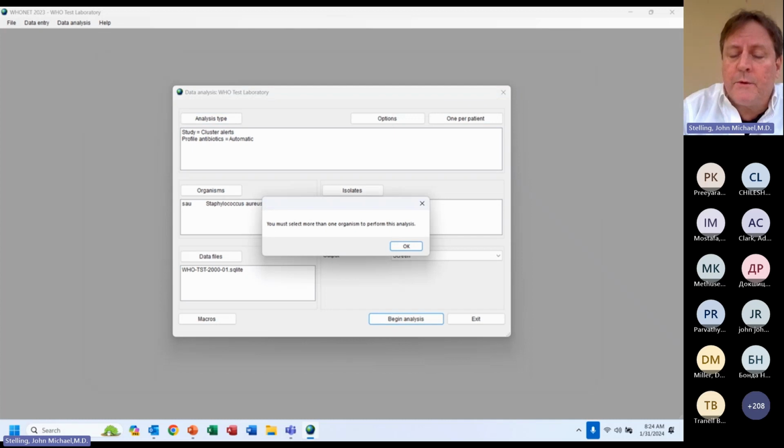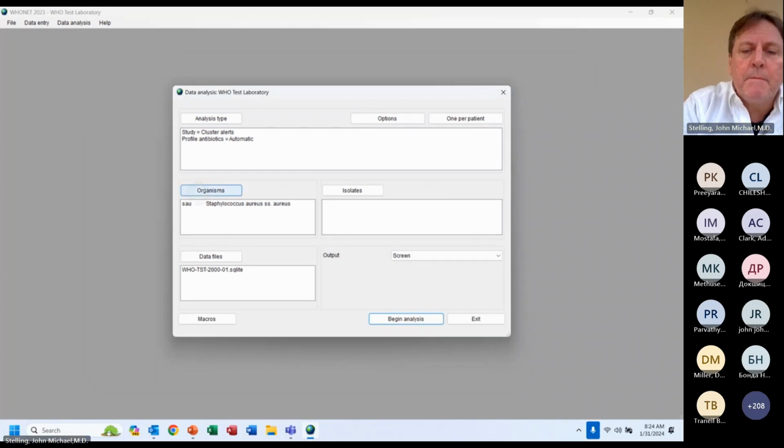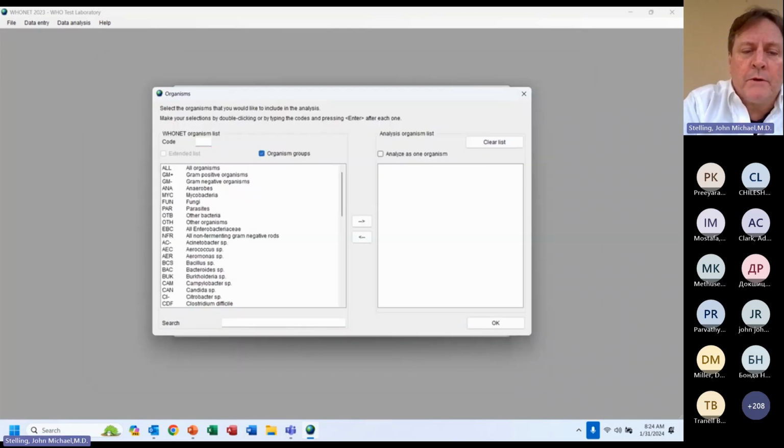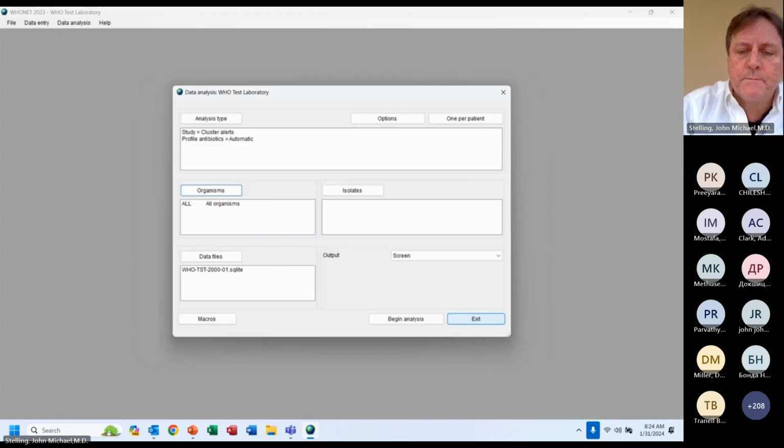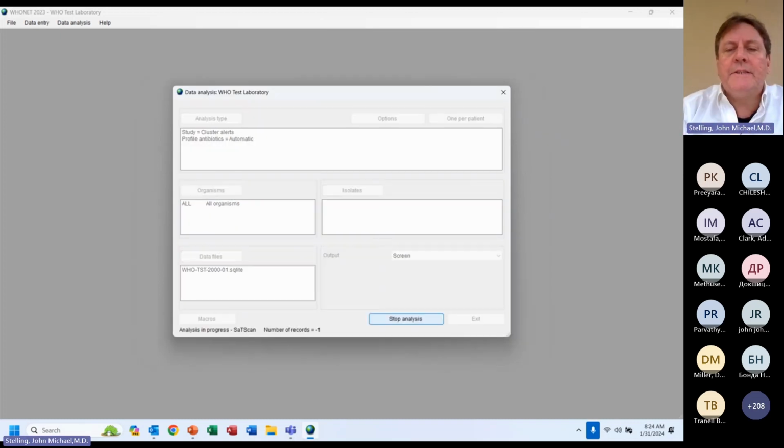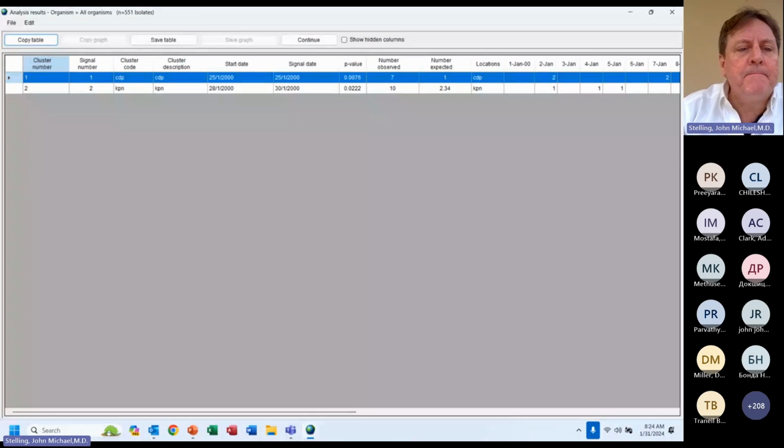I'm just going to remind you of what the output looks like. Let me put all organisms again. So you've already seen this. There will be two organisms, the Klebsiella and the diphtheroids.